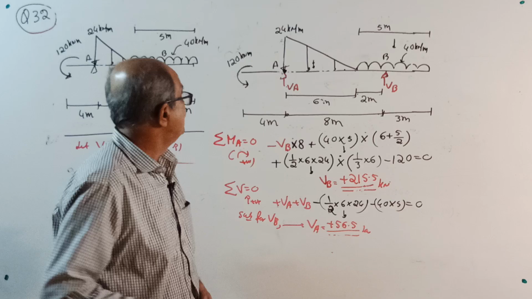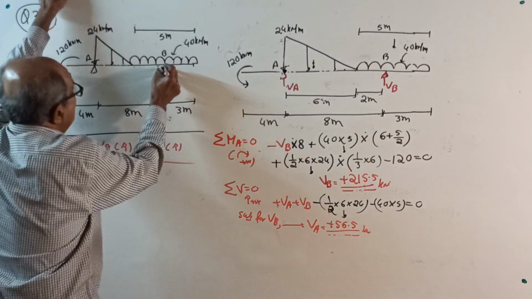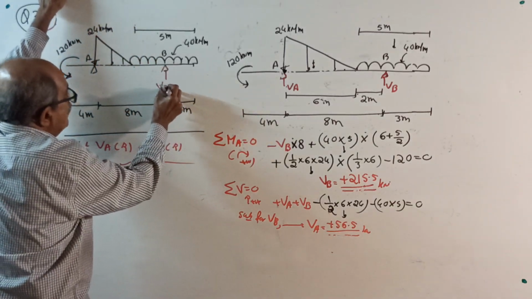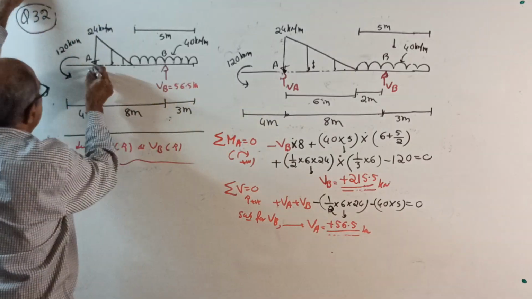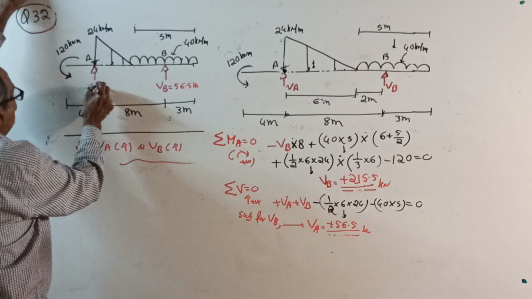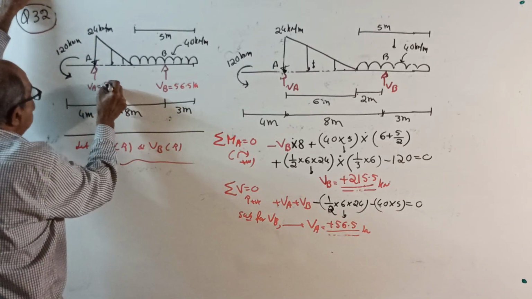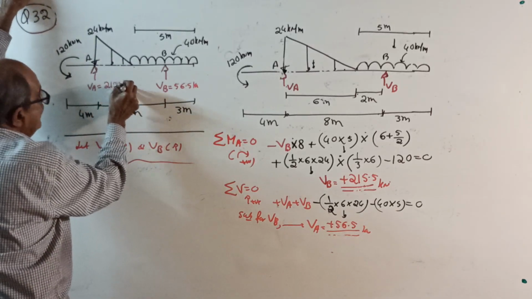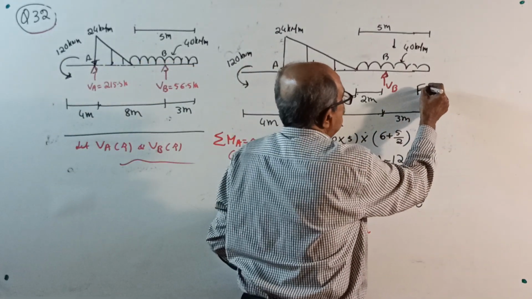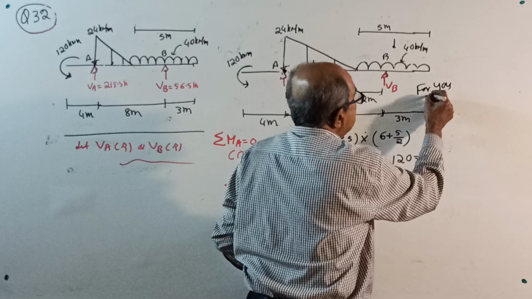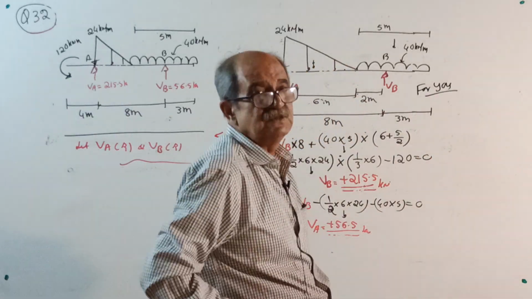Now, question over. You come back here, right here. One more sketch required. VA equal to 56.5 kilonewton, VB equal to 215.5 kilonewton. Now, do one thing. A little work for you. I will dictate, you write. Your choice.